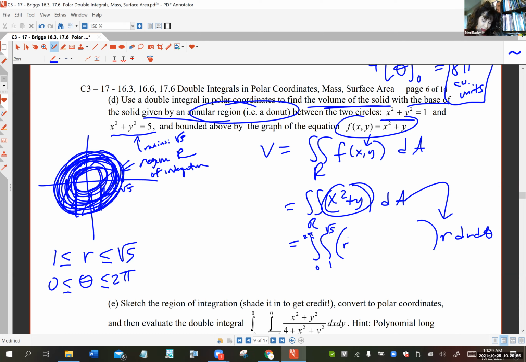So we're going to go r squared cos squared theta. You're going to basically put in what the conversion formulas are. x is equal to r cos theta, and so that's getting squared. And then y is equal to r sine theta. Okay.